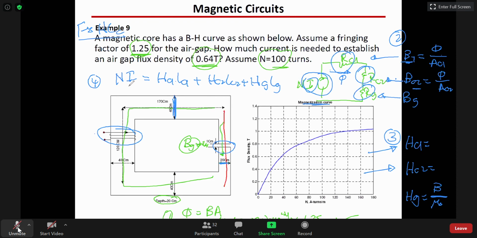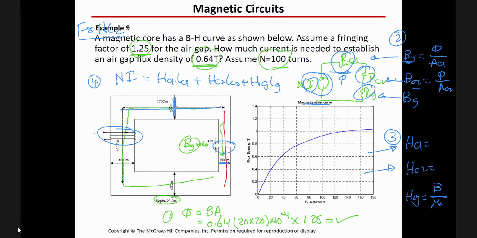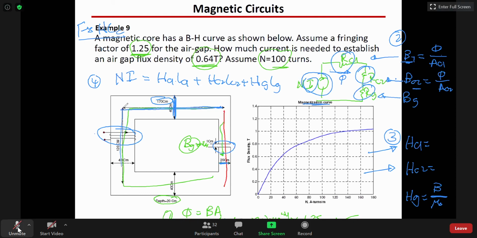Again, we need to calculate it from here. It's the outer length. Oh, sorry, it's given. It's already given the length from here to be 170 centimeter. Similarly, here it's given 120. Here 170. So the average is given directly here.